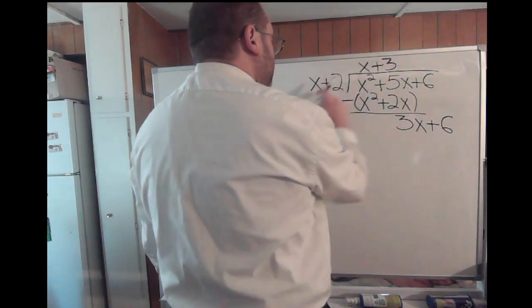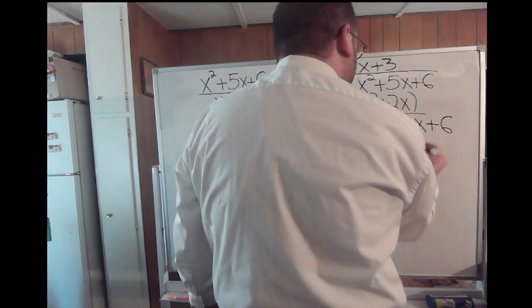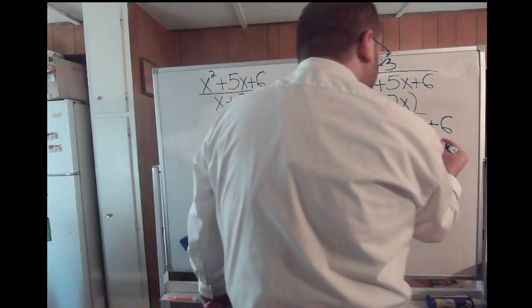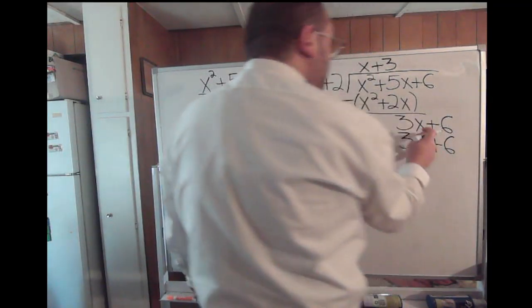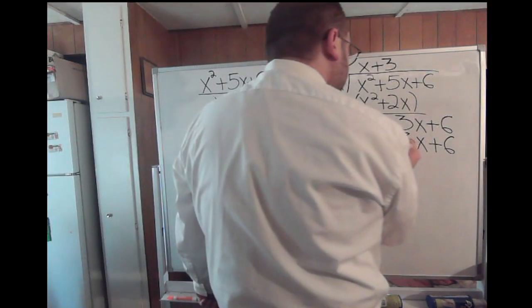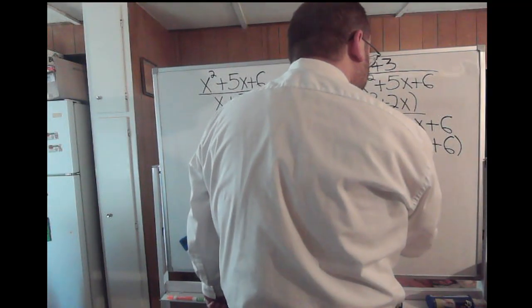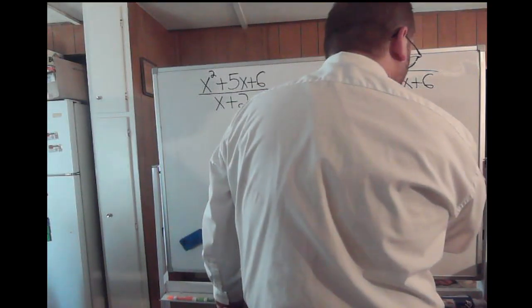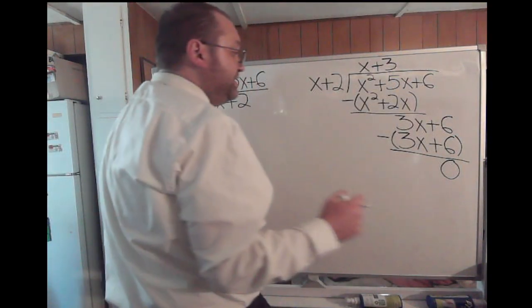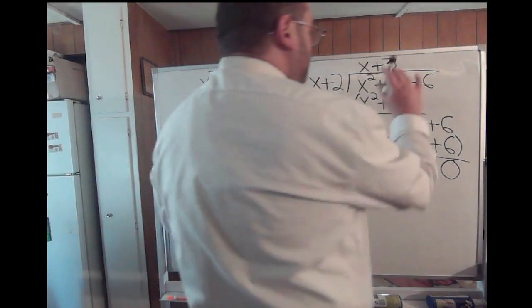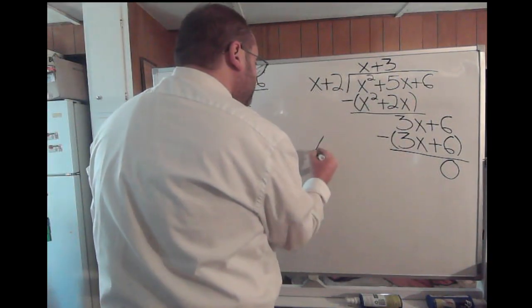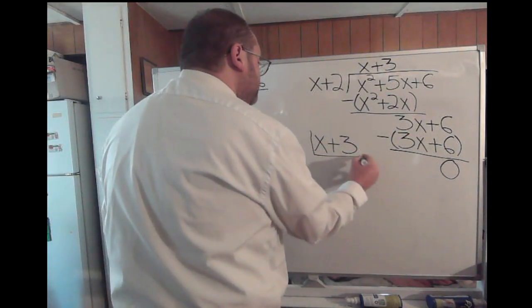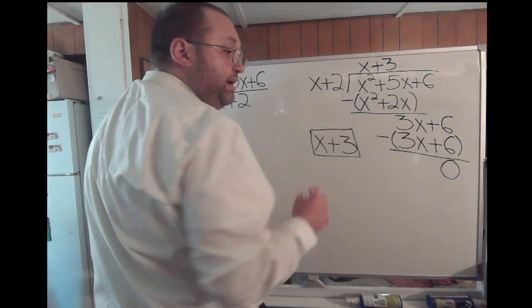So now you take 3 times x. Well, that's going to be 3x. And then you have 3 times 2. That would be positive 6. So now you have 3x plus 6 minus the quantity of 3x plus 6. 3x minus 3x is 0. 6 minus 6, that's 0. You have a remainder of 0. At this point, your remainder is 0, so the answer for this would be x plus 3. That's what you would get, x plus 3 with no remainder.